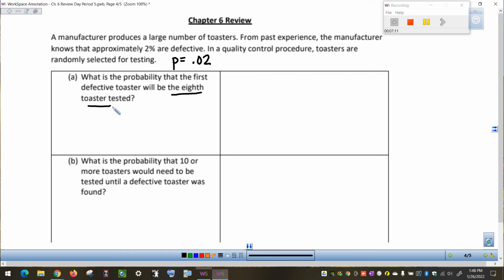And so this is one of those until situations. We don't have a set number of trials. We don't have a specific end value. We are basically testing them until they're defective. But we want to know the probability that it's the 8th one. So because it's an until, this is going to be a geometric setting.